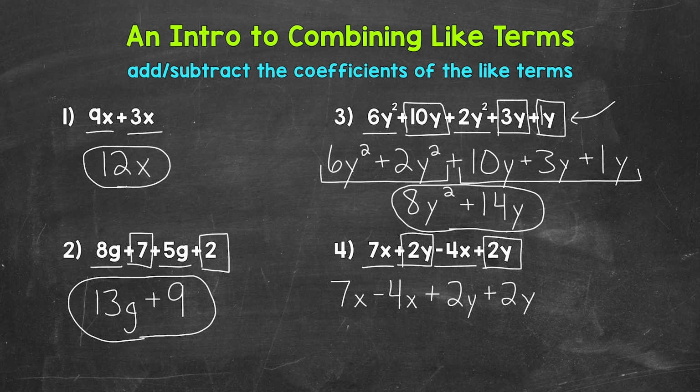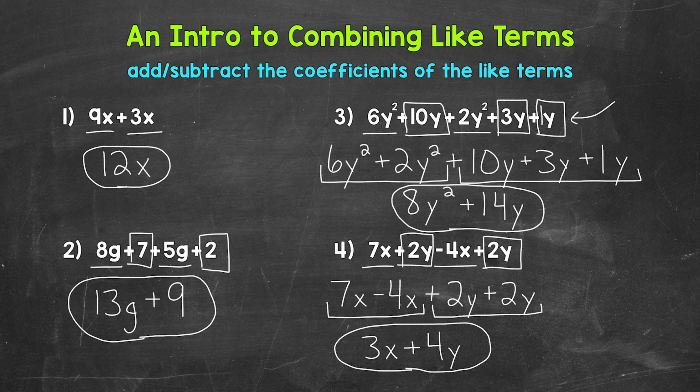Now we can combine like terms. So we have 7x minus 4x, or you can think of this as 7x being combined with negative 4x, however you want to think about it. 7 minus 4 is 3, and then we have the x, or if you're thinking about it as 7x combined with a negative 4x, 7 and negative 4 give us 3 as well. Then we have our 2y plus 2y, that gives us plus 4y. So we end up with 3x plus 4y, and that's our simplified expression.